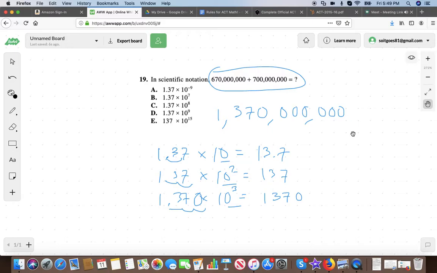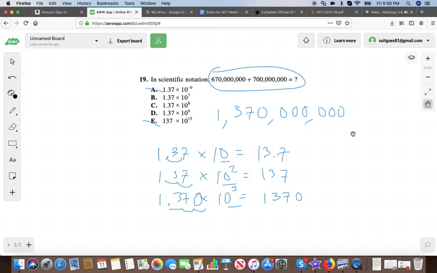I guess you could test the answer choices. There are some I'm going to eliminate right off the bat. They're crazy. What can we eliminate? 1.37 times 10 to the negative 9. A is silly, because you're multiplying 1.37 by something very, very small. That's insanely small. It's not going to be that. And then you can eliminate times 10 to the 15. It's not even scientific notation, because it's got to be 1 digit in front of the decimal point. Otherwise, it's not scientific notation.